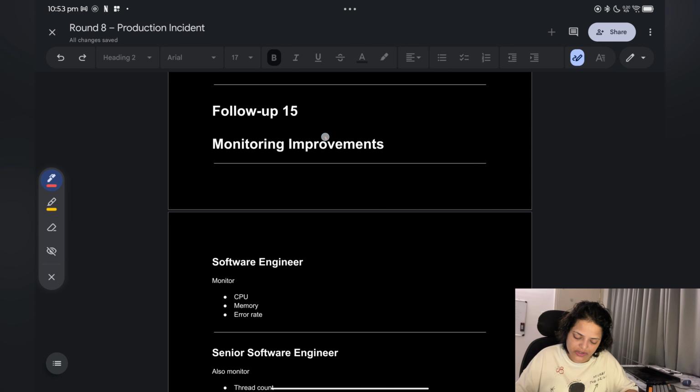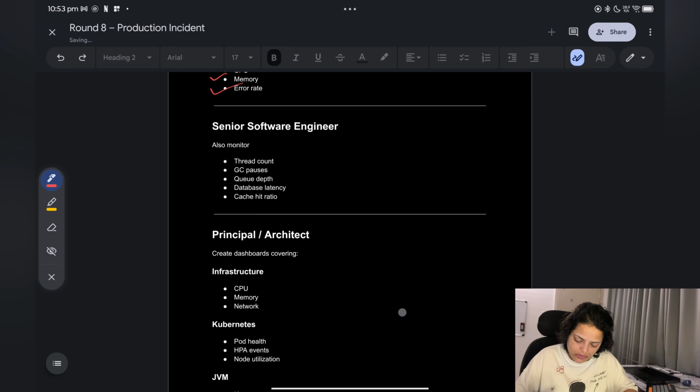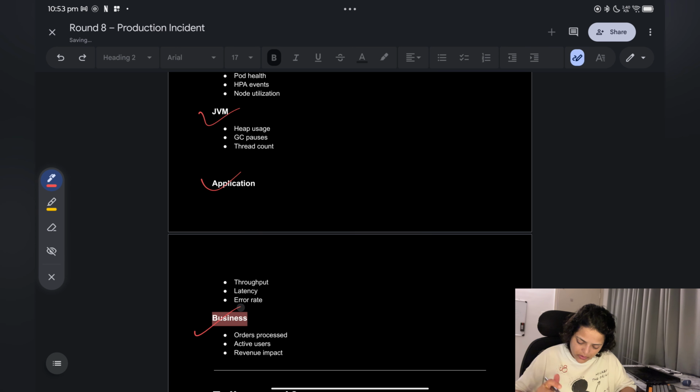Follow-up 15 is related to monitoring improvement, how you will improve your monitoring and observability. So a software engineer will monitor CPU, memory, and error rate. Okay, a senior software engineer will also monitor, apart from those three things, thread count, garbage collection cost, queue depth, database latency, and cache hit ratio. And what will the principal architect monitor here? Create dashboards covering infrastructure, Kubernetes, JVM, application, and then business.